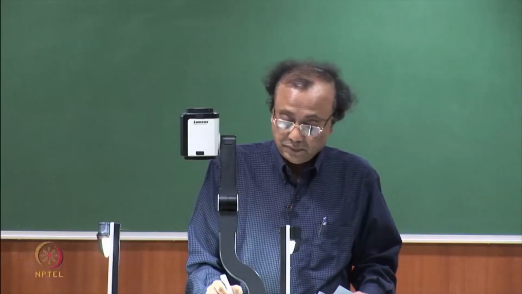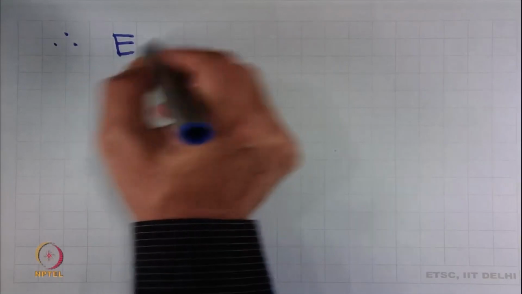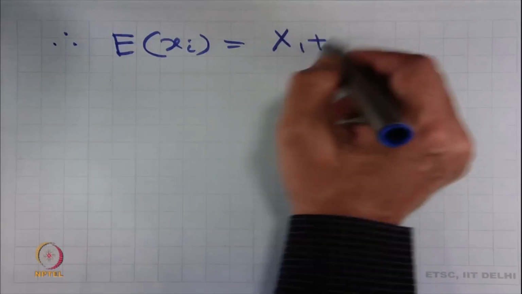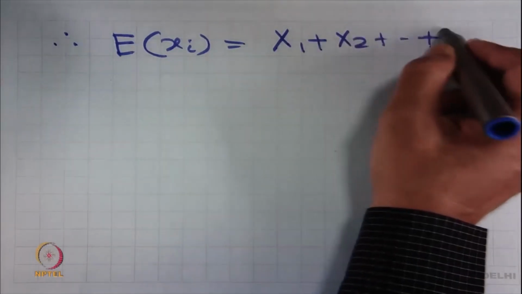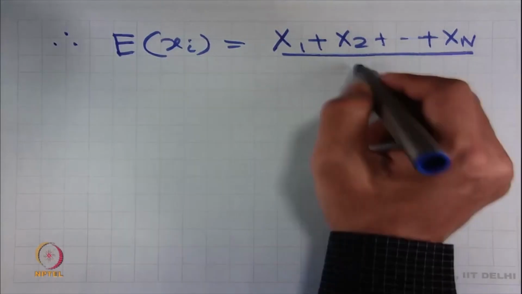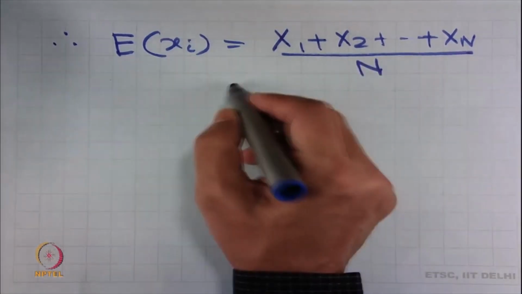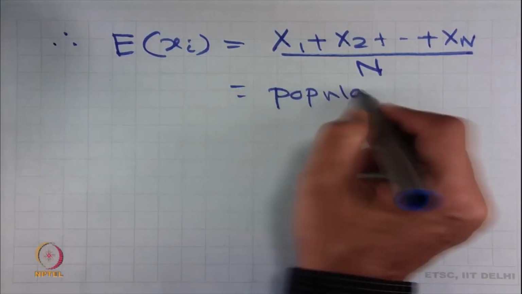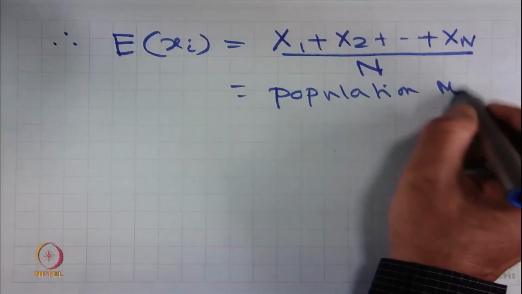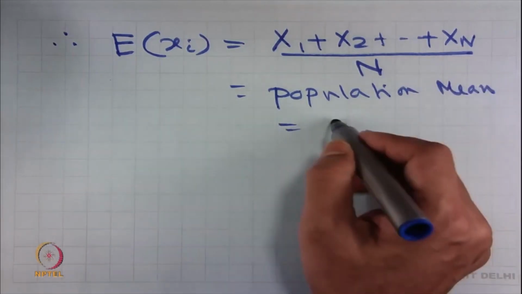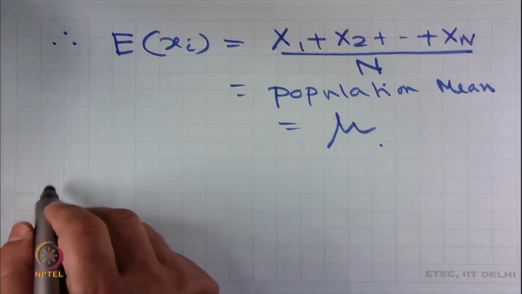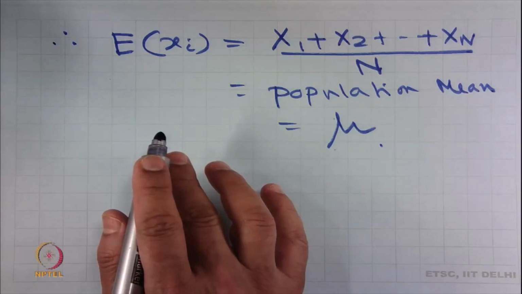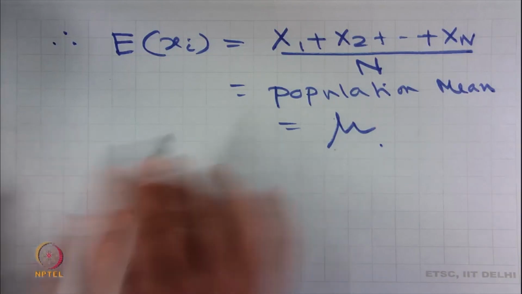Therefore, the expected value of xi is equal to x1 plus x2 plus xn upon n, which is equal to the population mean, is equal to mu, and this is irrespective of SRS WR or SRS WOR.